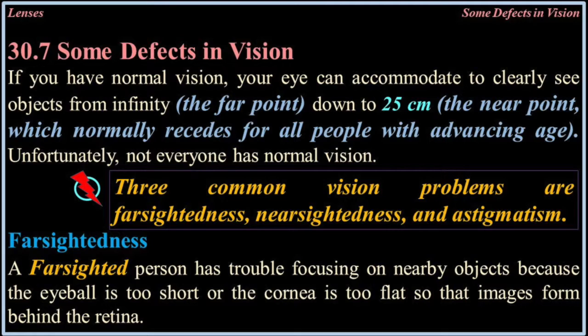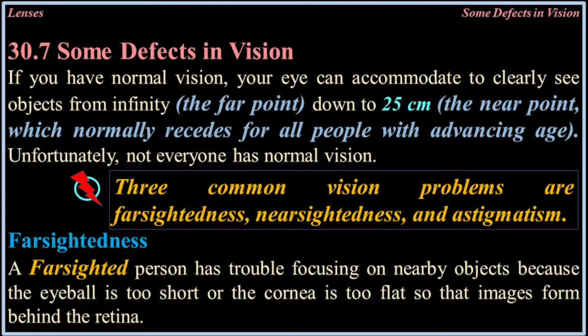30.7. Some defects in vision. If you have normal vision, your eye can accommodate to clearly see objects from infinity, the farthest point, down to 25 centimeters, the near point, which normally recedes for all people with advancing age. Unfortunately, not everyone has normal vision. Three common vision problems are farsightedness, nearsightedness, and astigmatism.